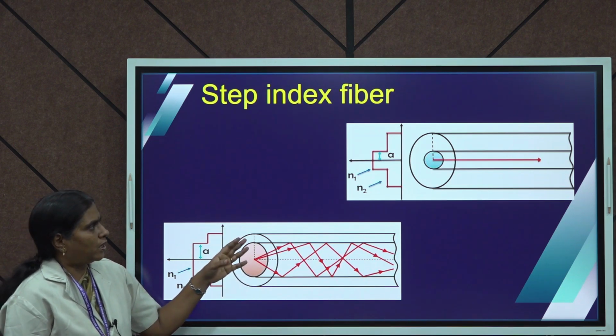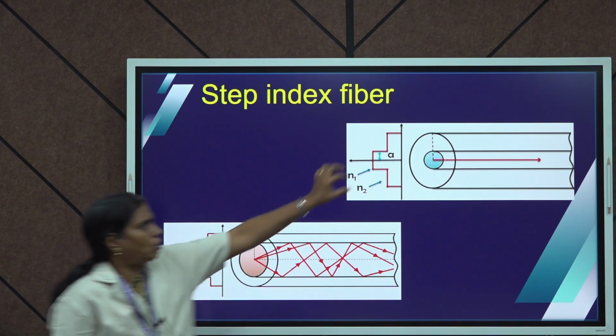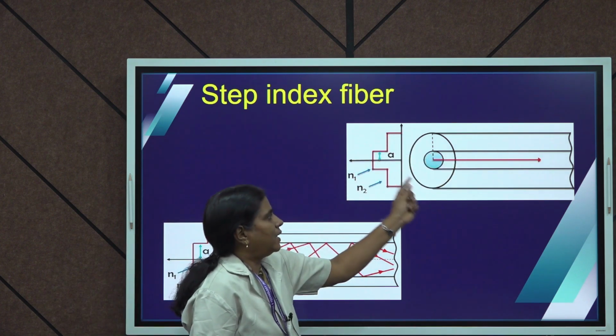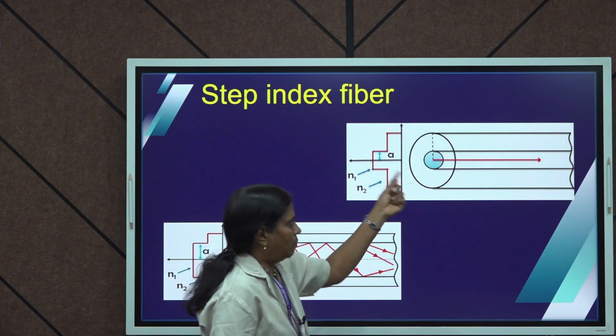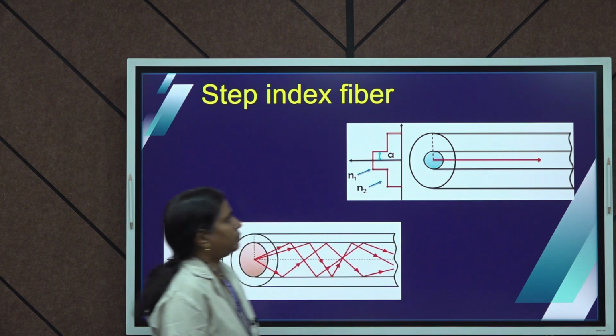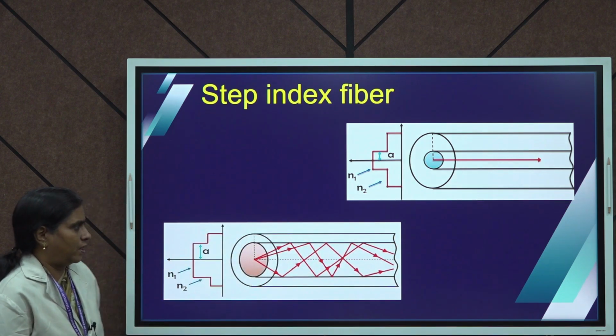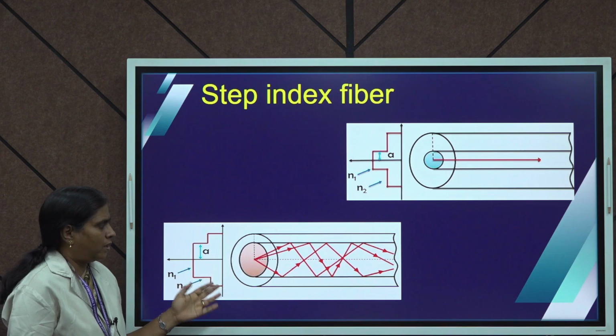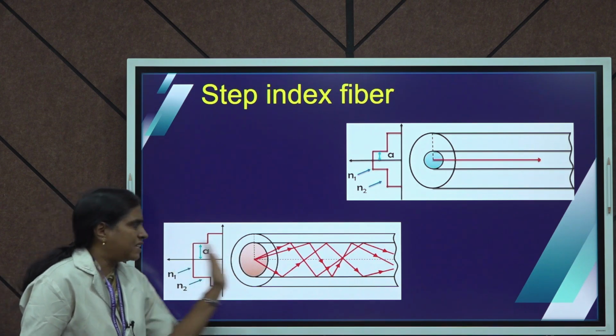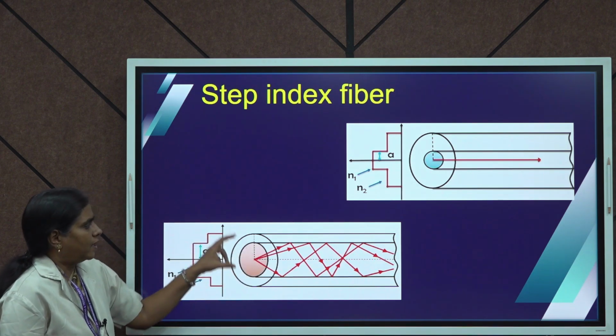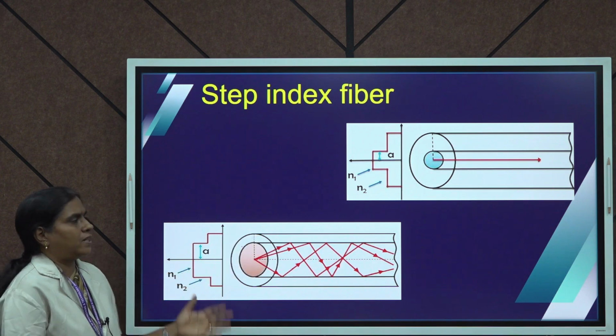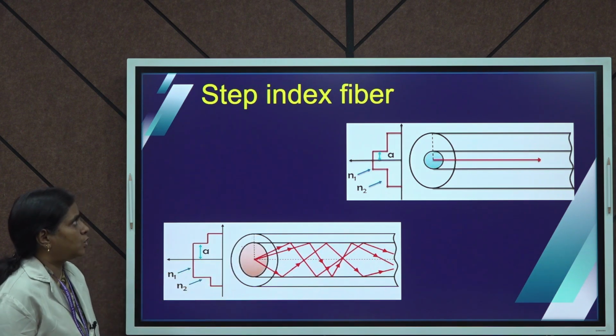In case of single mode step index fiber, the core diameter is very small, it can allow only one mode of propagation, and fabrication is somewhat difficult. But in the case of multi mode fiber, it can allow many signals at a time, its core diameter is larger and its fabrication is not that difficult.